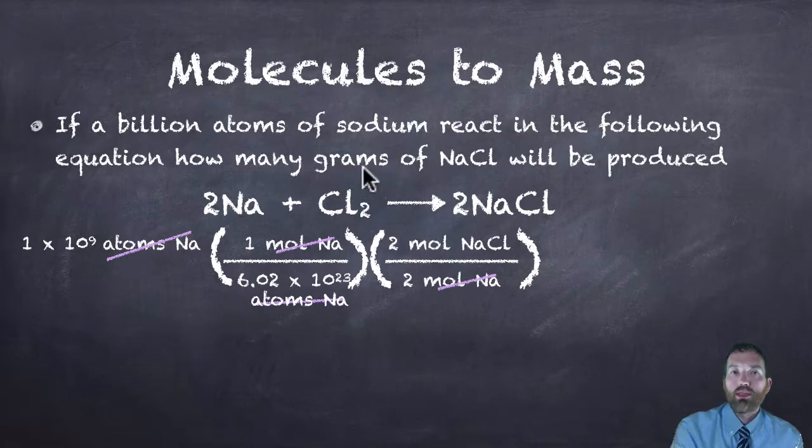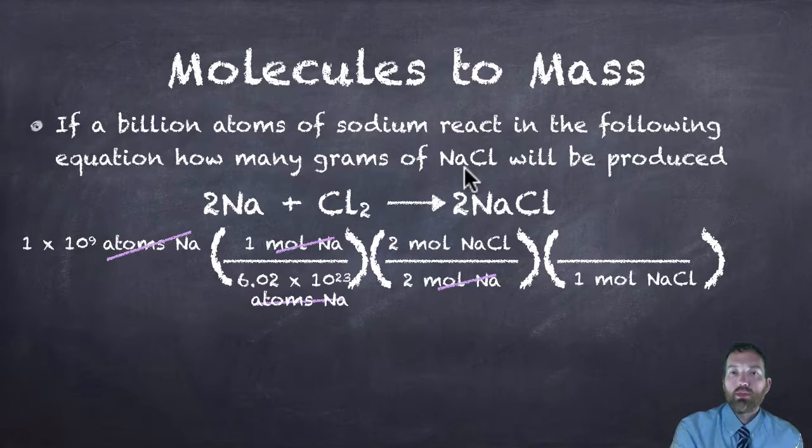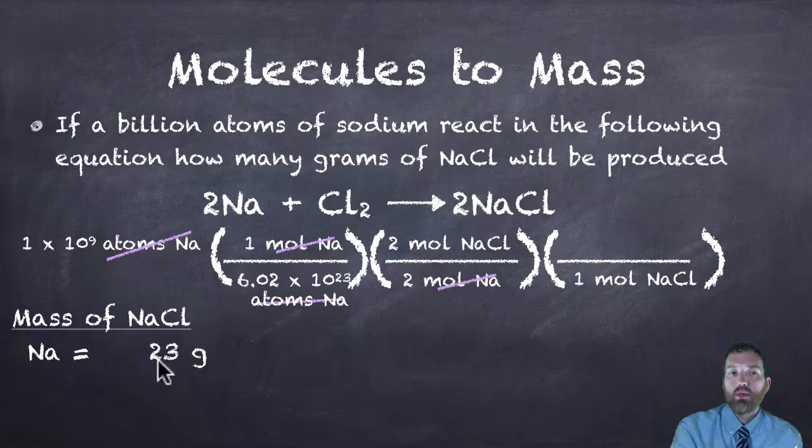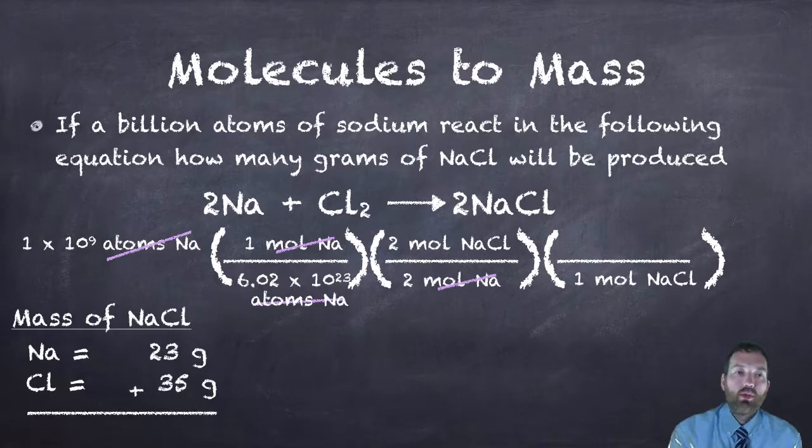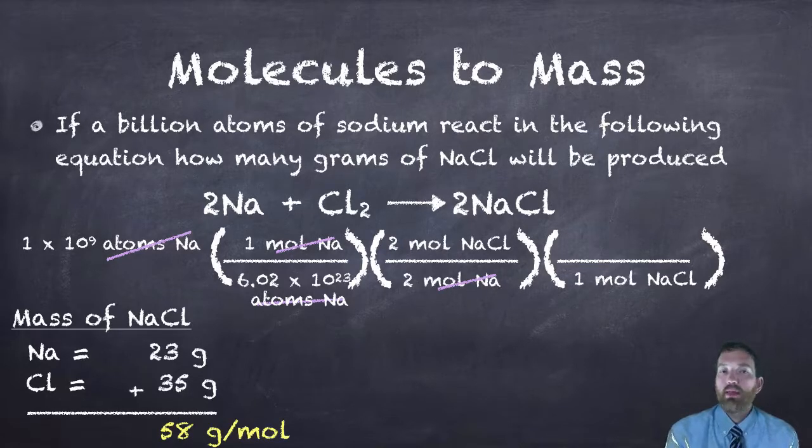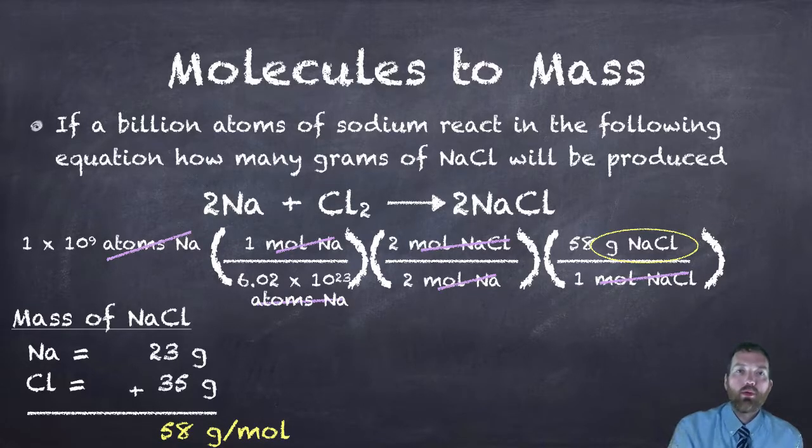So I need to do one more step to get to grams of sodium chloride. In 1 mole of sodium chloride, I need to find the molar mass. So I go to my periodic table and I look up sodium. Sodium weighs 23 grams. And then I need to look up chlorine. Chlorine weighs 35. When you add those two masses together, you get 58 grams. And you plug that into your last bracket there. Now moles of sodium chloride will cancel off with moles of sodium chloride. I'm left with grams of sodium chloride, which is what the question is asking us for.